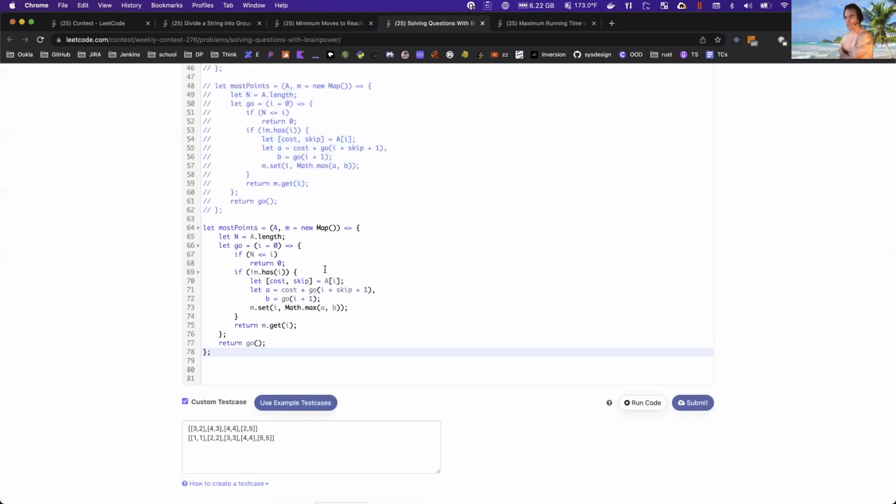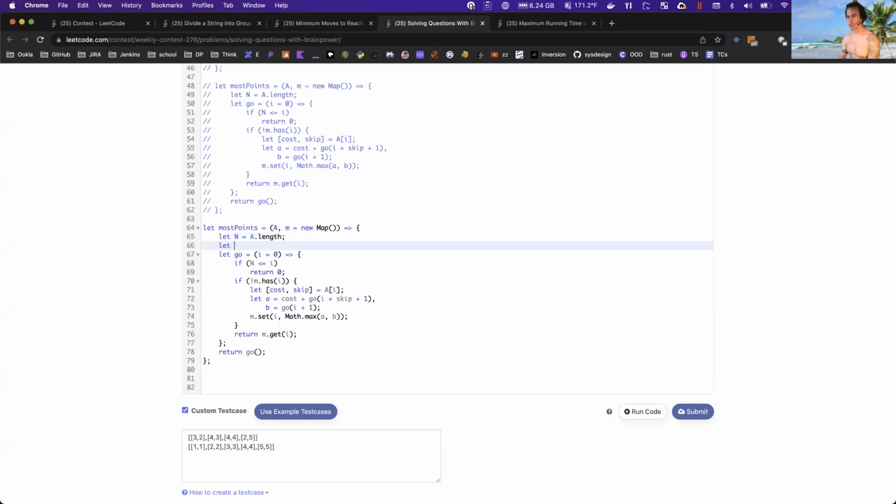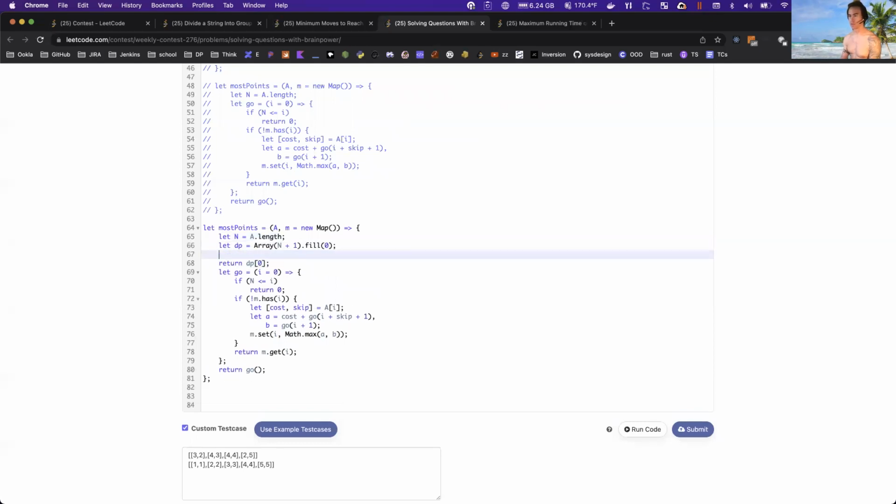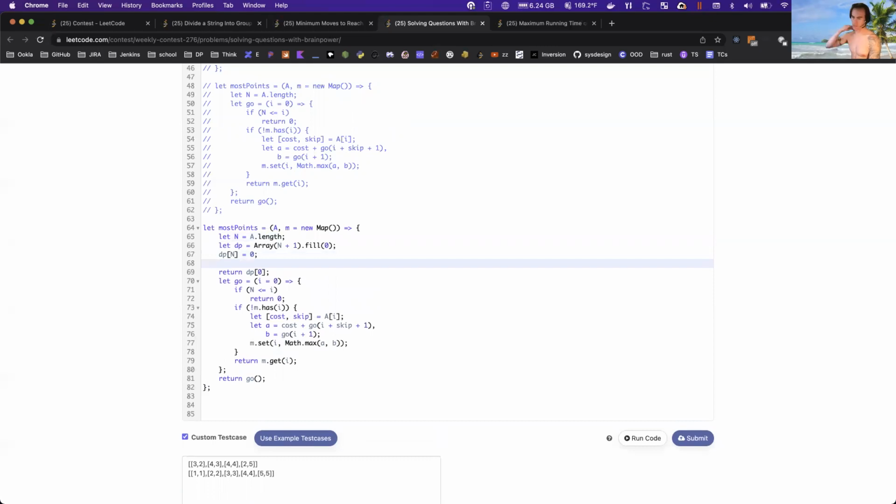Question 2 is way harder than this one, I think. Quite a bit trickier. But anyhow, let's do this one bottom up. All right, so let dp equal array of n plus 1, so I've got space for the base case. Fill with 0. Return dp 0. And we can follow the recursive stack unwinding explicitly as well here. So we can set dp sub n to 0 as our base case, and then go from that down, and then skip. Oh, skip actually needs to be in the other direction, right? From left to right. Okay, so we better set the base case.